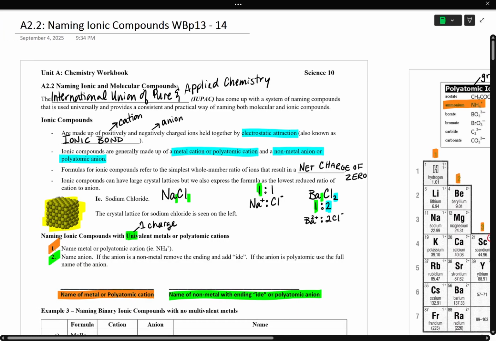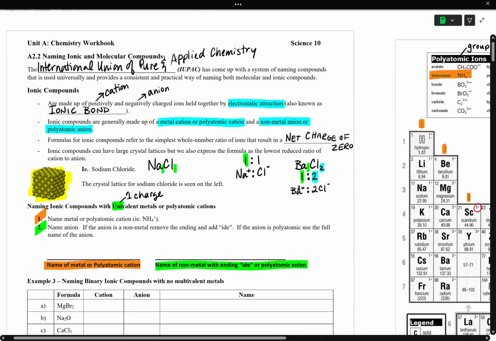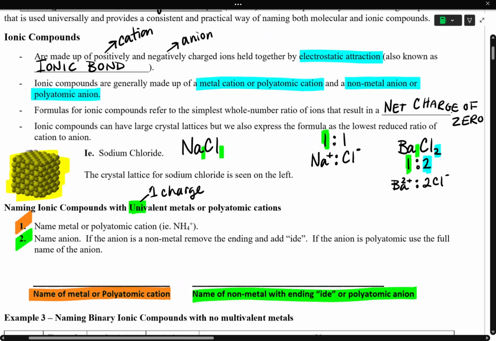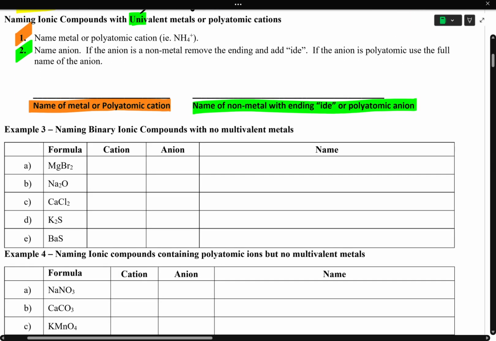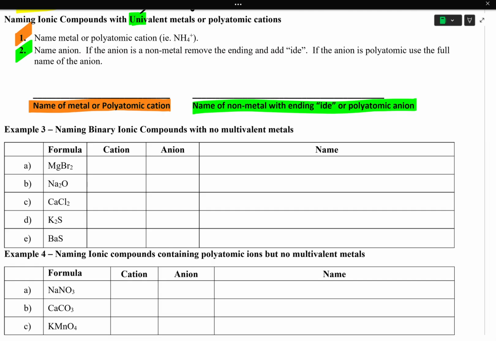Okay, the key to finding a polyatomic ion in your compound is when you see more than 2 elements together. So how do we make this work? How do we get it done? When we look at the formula, we're going to start and read left to right. The cation always comes first.